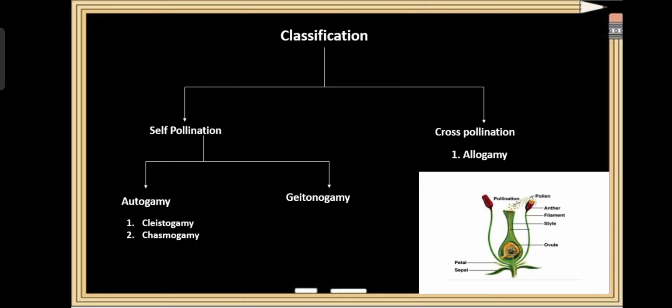Now, in cross pollination we have a type called xenogamy. Xenogamy is pollination that takes place between different flowers of the same plant or different plants. Okay, so today I have just given an outline classification. In my upcoming session I will discuss these types of pollination in detail.